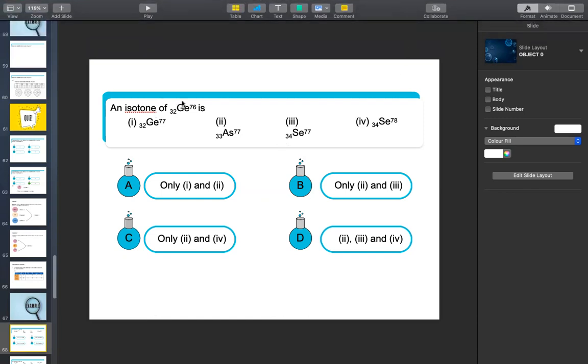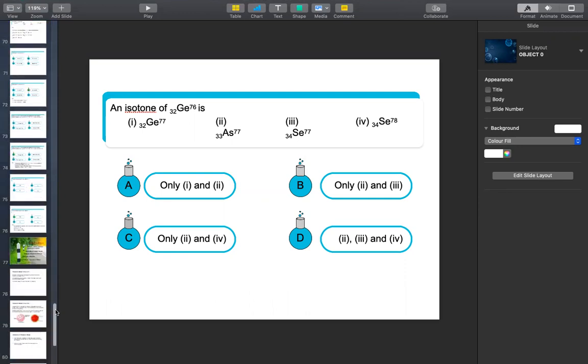Just subtract the proton number from the mass number, and you will get the neutron number. Mass number is given, proton number is given. Subtract the proton number from the mass number and you will get the answer.